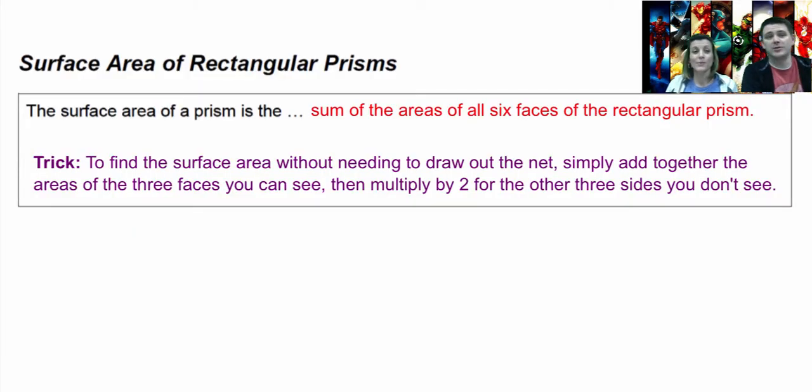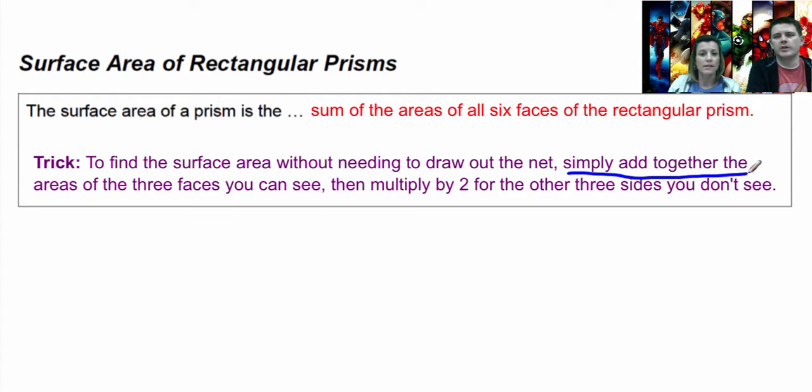So we do have some notes. The surface area of a prism is the sum of all of the 6 faces of the rectangular prism. So just like we've been writing those 6 multiplication sentences while we're using those nets, we're going to use them with the addition and add them all up.